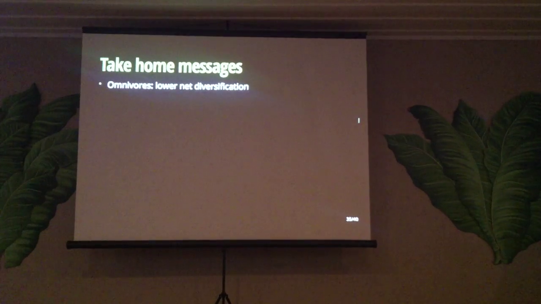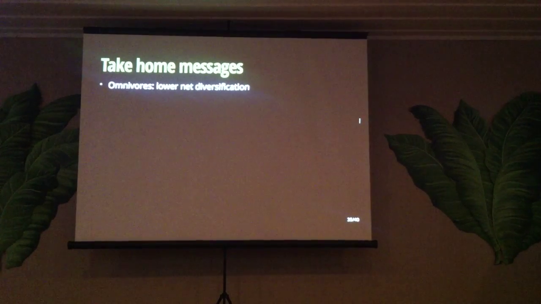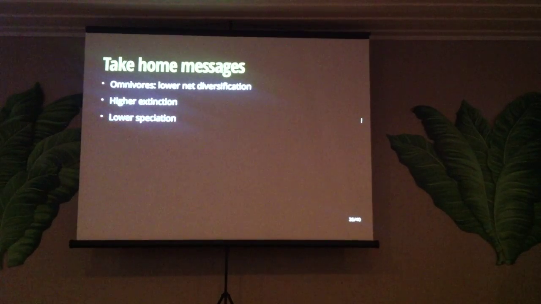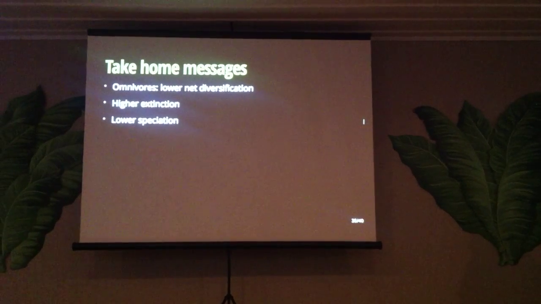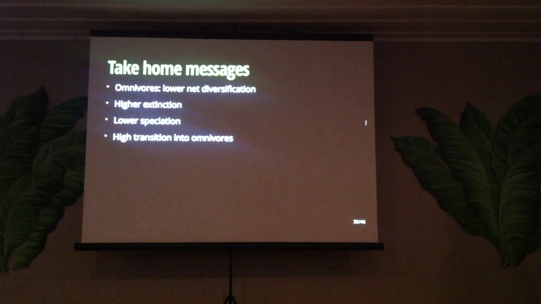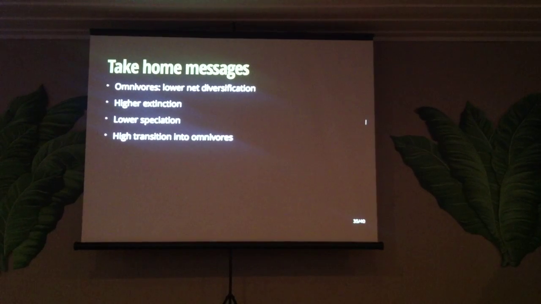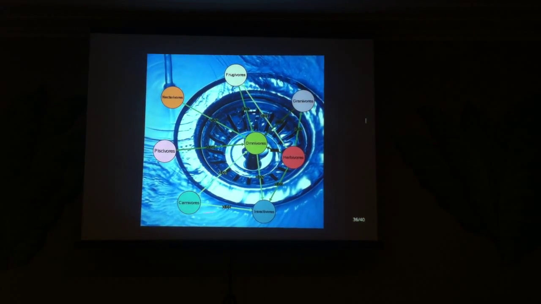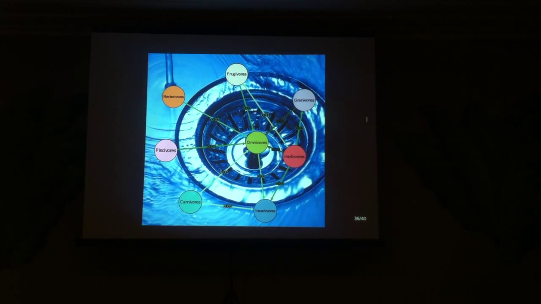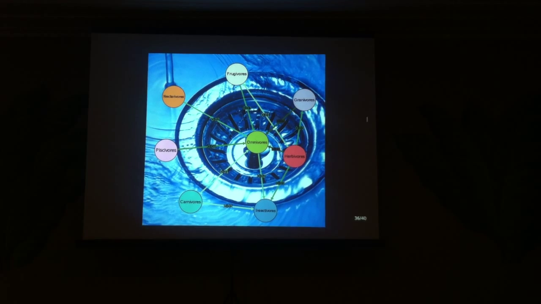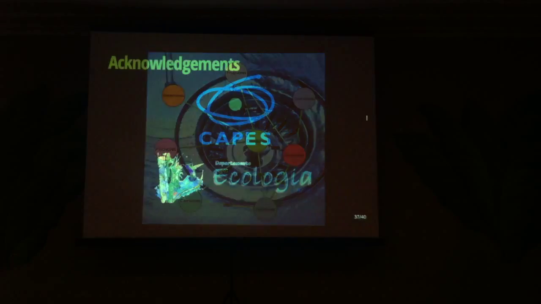So the take-home messages are that omnivores have lower net diversification rate, which comes from either higher extinction rates or lower speciation rates when compared to other guilds. And this, in combination with the higher transition rates into omnivores, is what we proposed, hence the title of the talk, where omnivores act as a macroevolutionary sink, where all the speciation processes basically happen in the more specialized guilds, and then eventually they will turn into omnivores, where they readily speciate and often go extinct.